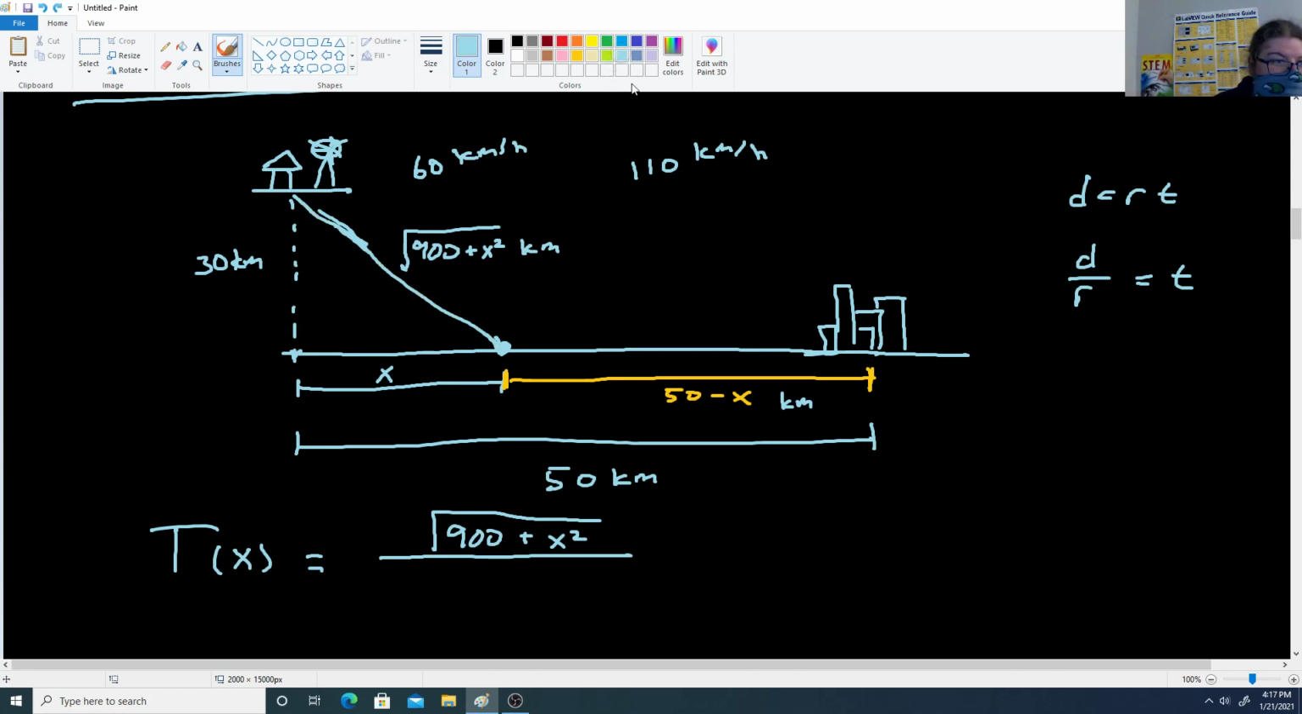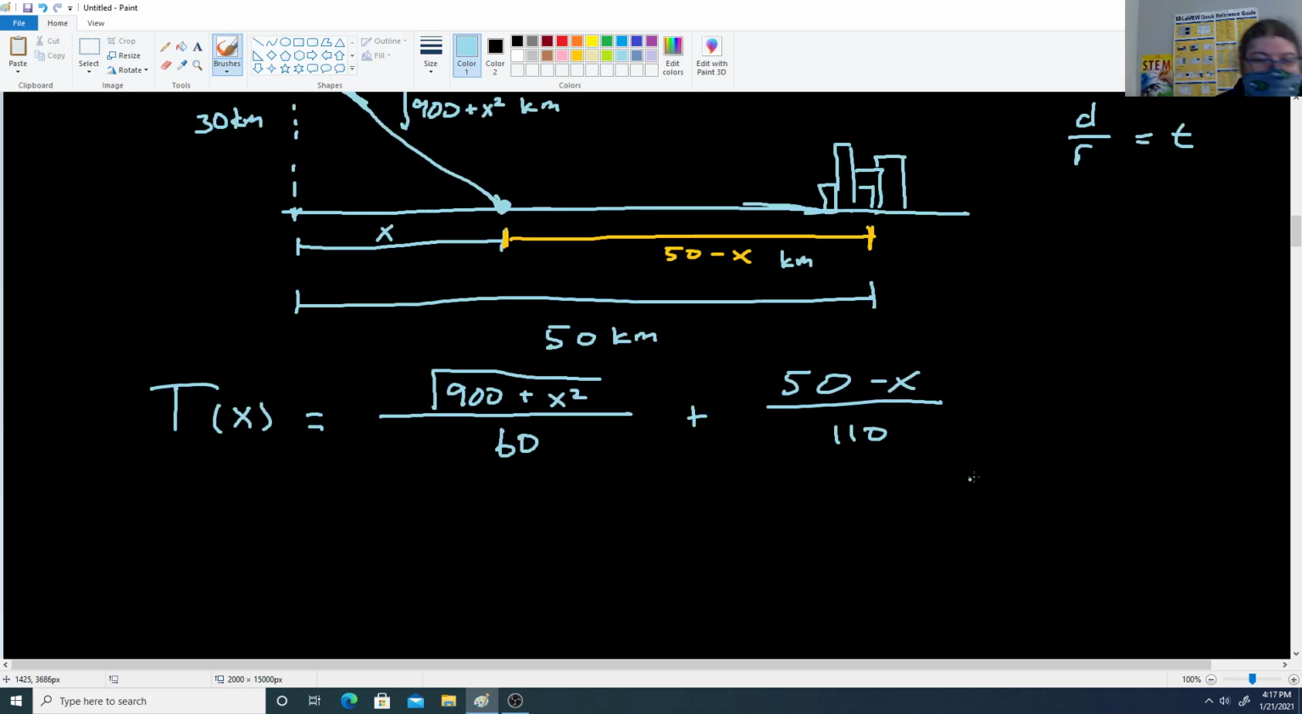Okay, so this is the distance, and the speed limit over that is 60. We're going to add to that, so that would be how long it takes you to go along this diagonal line. Then we need to know how long it takes you to go from the highway down to there. The distance you travel would be 50 minus x. The speed limit of that region is 110. So this is our time equation. So we got our equation.